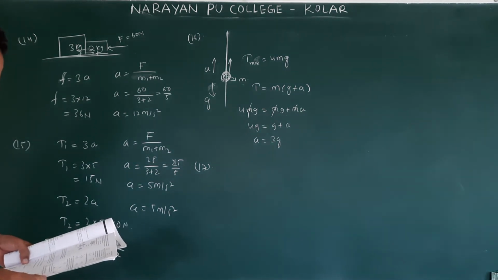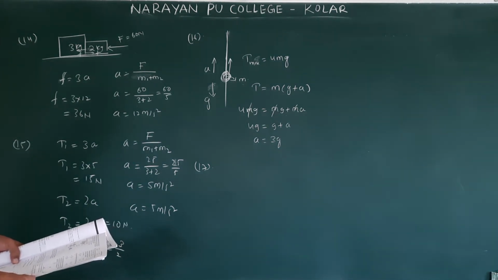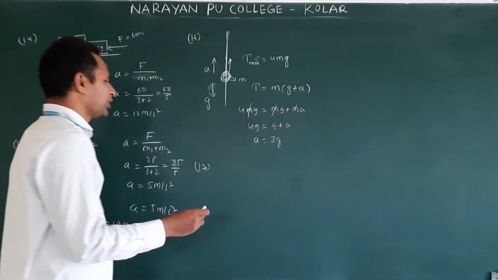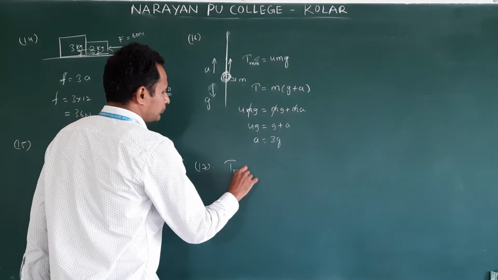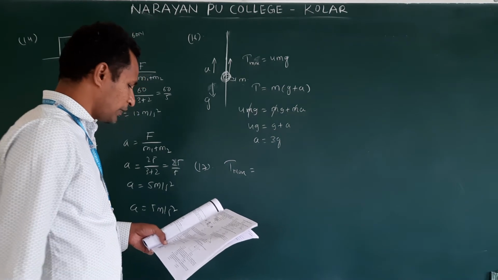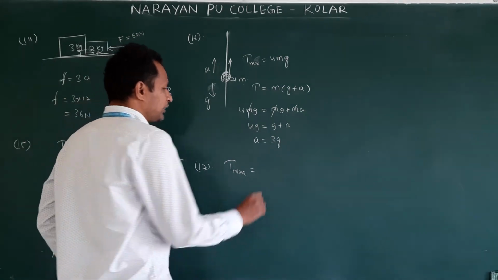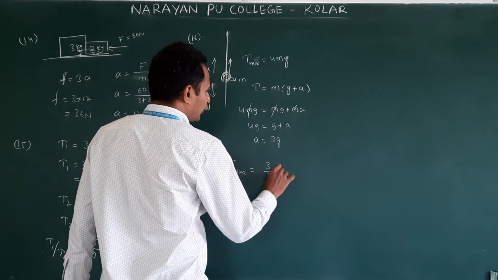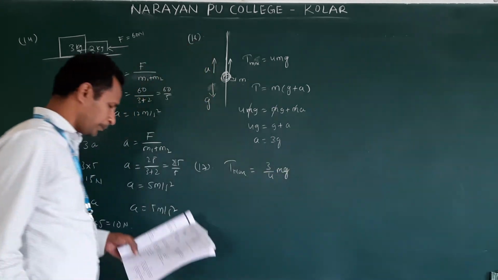A monkey descending from the branch of a tree with a constant acceleration. The braking strength is 75% of the weight of the monkey. Again, same, braking T maximum is equal to 75% of the weight. Means 3 by 4 mg.